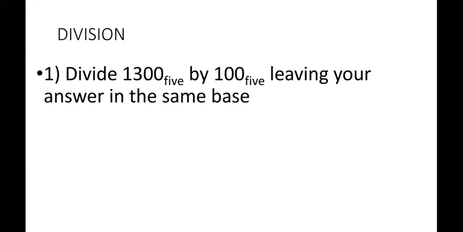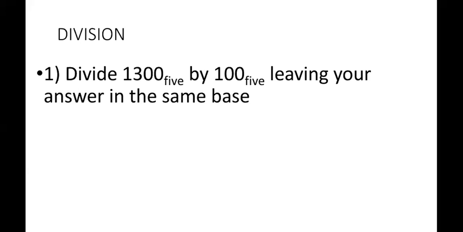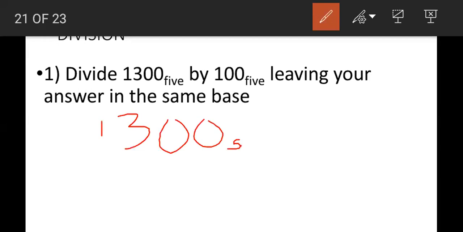Okay, sir. Let's move to the last one now. Divide 1300 base 5 by 100 base 5. You have to divide that in base 5. Leave your answer in the same base. To do this, please get this first: 1300 base 5 divided by 100 base 5. That's what we want to do.